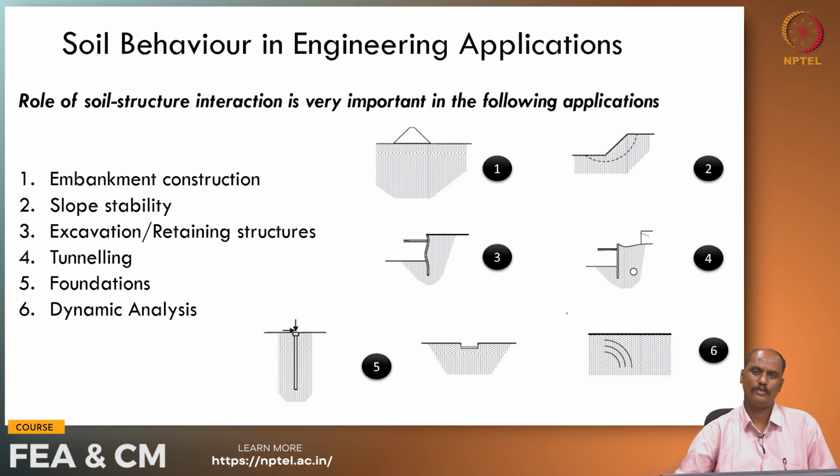The second application is slope stability. We have natural slopes and man-made slopes, and slope instability is very, very important. The third one is excavation and retaining type of structures. When it comes to metro rail constructions, excavation is inevitable. You have to excavate at deeper depths, provide proper bracings, and build suitable retaining structures to retain the soils. And when it comes to tunneling, metro rails go in tunnels, especially below the soils, and this is also a challenging job in the geotechnical engineering profession in the field.